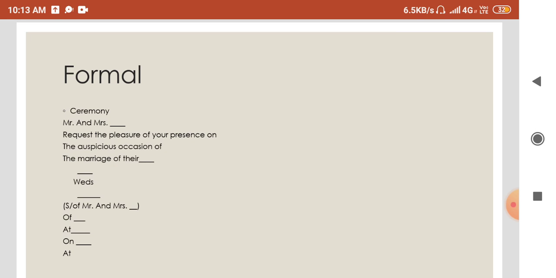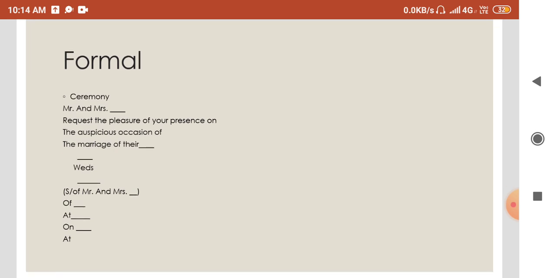Now, in the proper box, in the middle of the box, because you have to leave four corners of that box blank. Now, in the middle of the box, you will start. I have written it on the left hand side, but you will write it in the middle of the box: Mr. and Mrs., the name of the person who is inviting, now request the pleasure of your presence on. It should come on the next line. It should also be in the middle, right? On the auspicious occasion of, everything will go in the middle of the box.